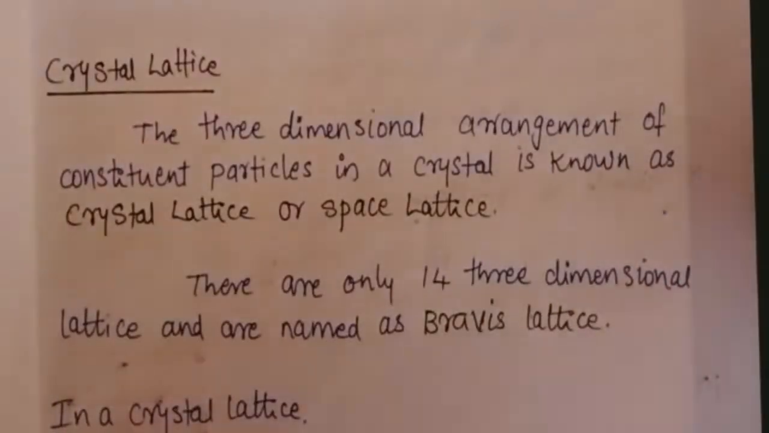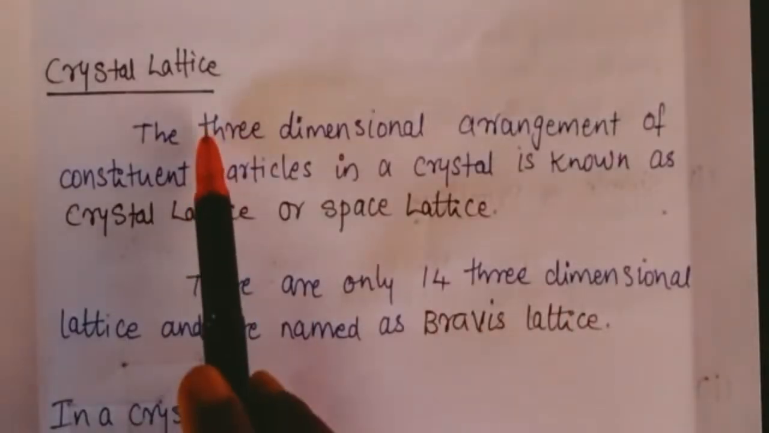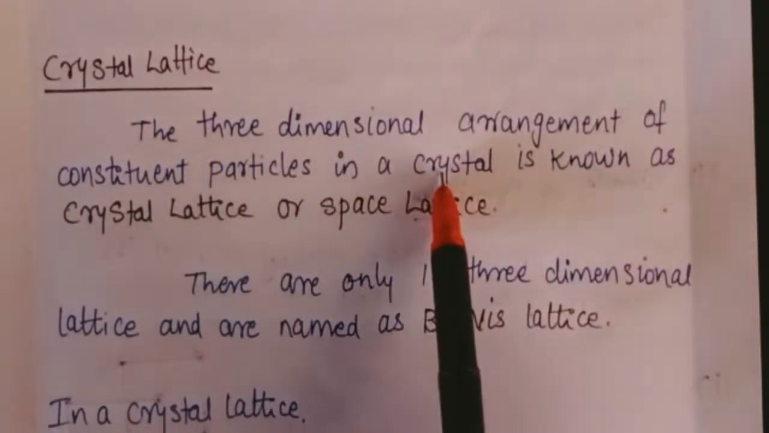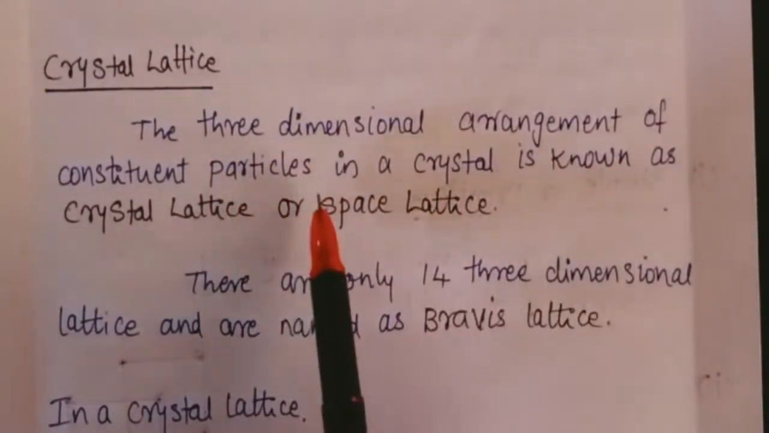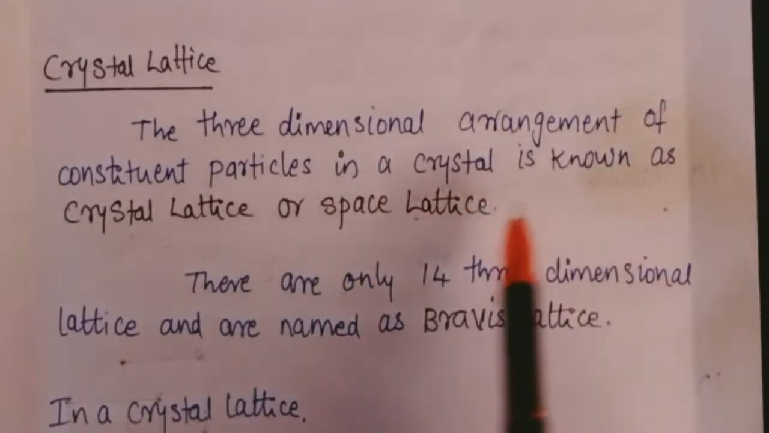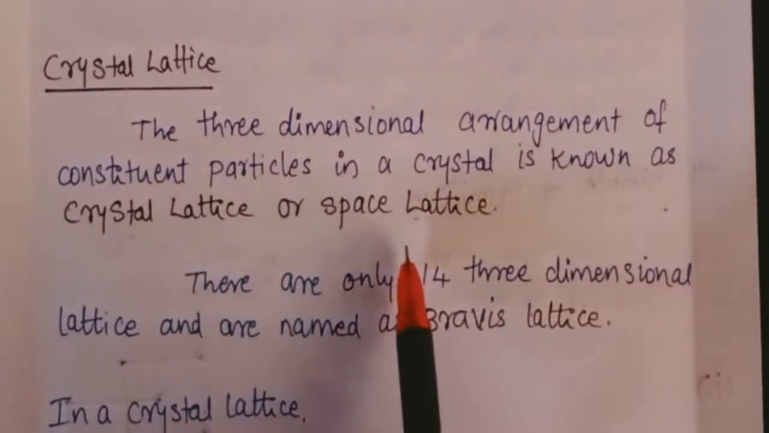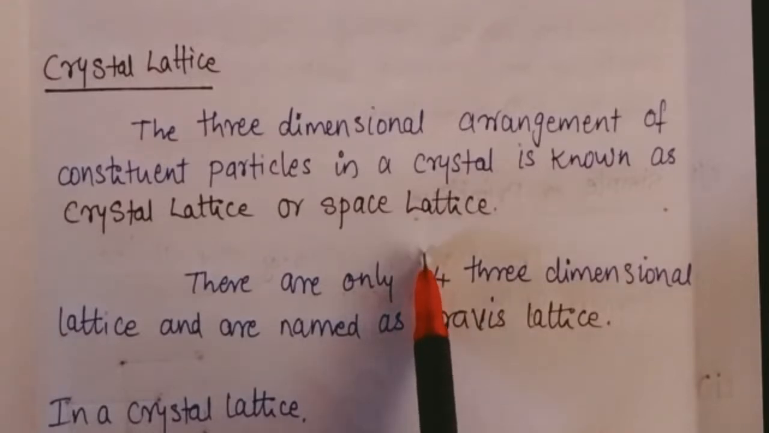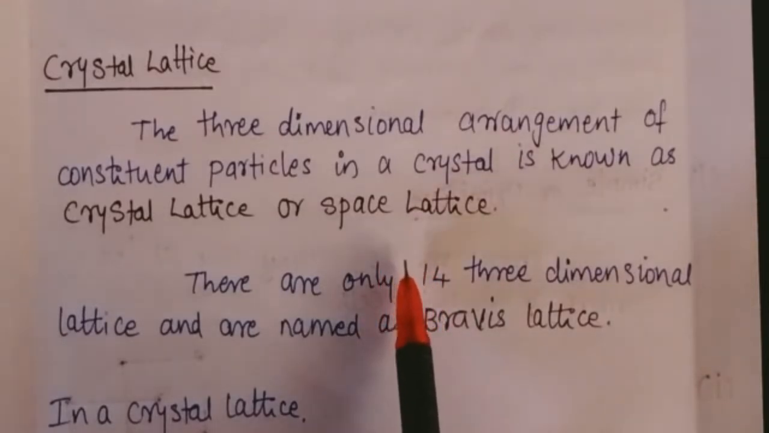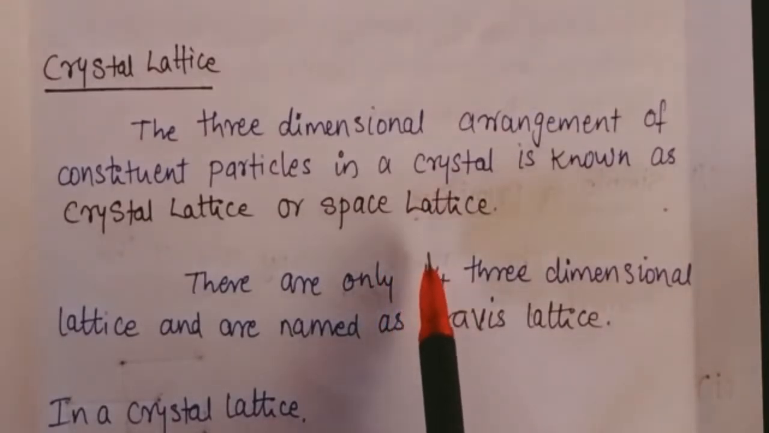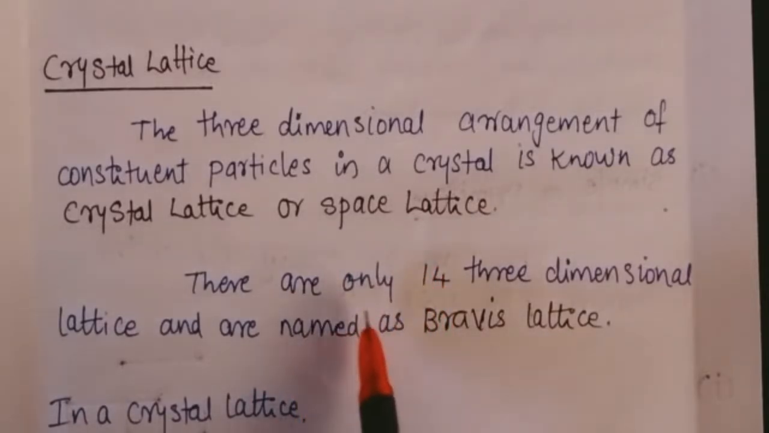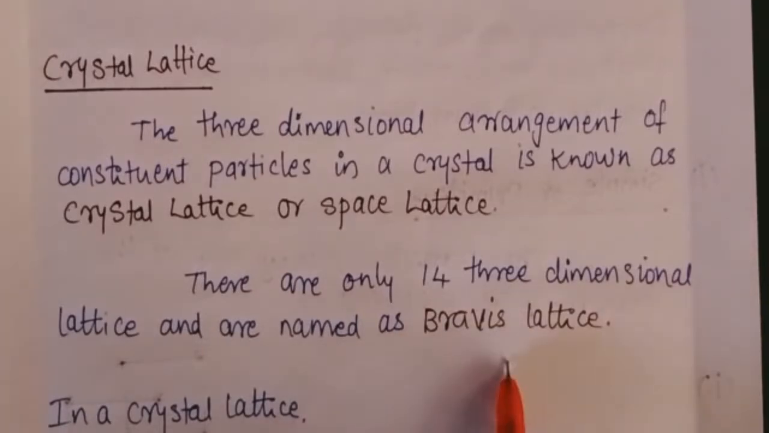In this class, we are going to discuss crystal lattice and unit cell. Crystal lattice is the three-dimensional arrangement of constituent particles in a crystal, known as a crystal lattice or space lattice. So it means the particles are arranged in a three-dimensional manner. There are only 14 three-dimensional lattices, and they are named Bravais lattices.